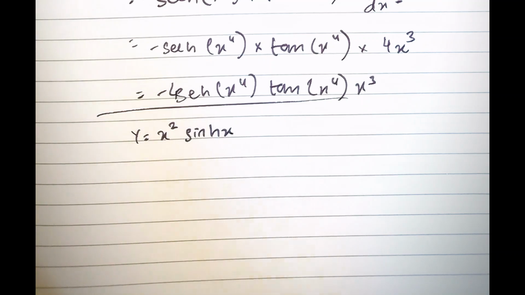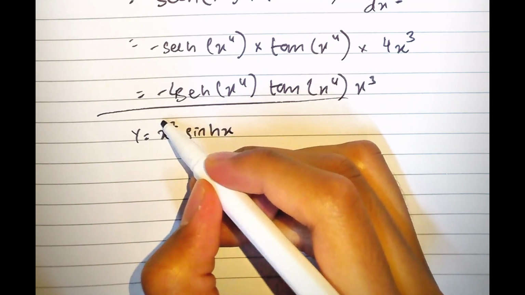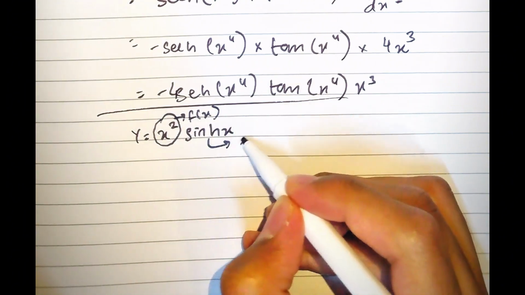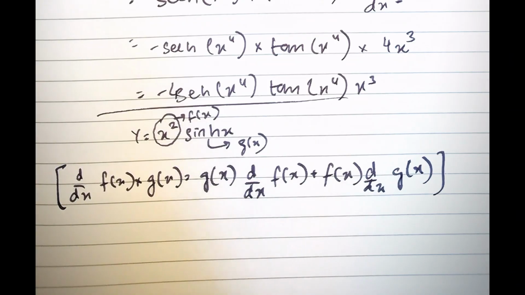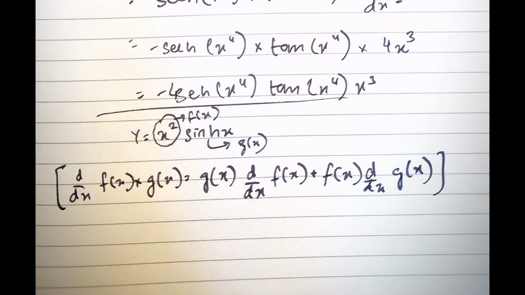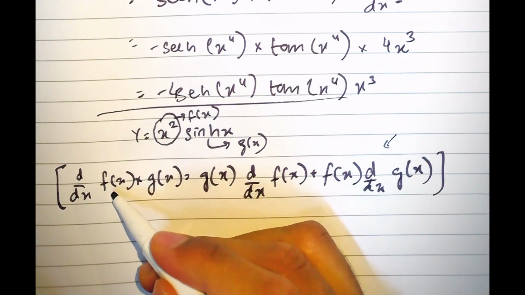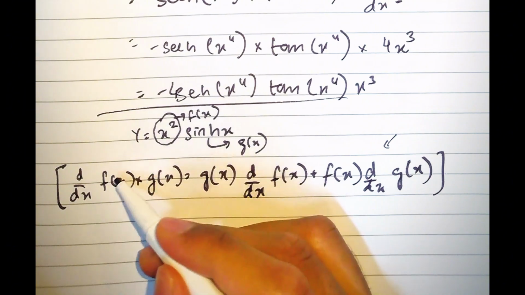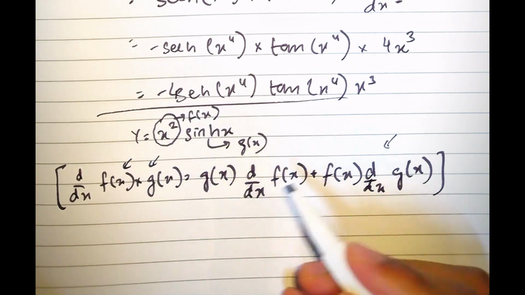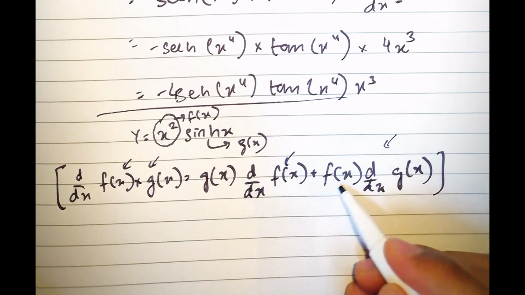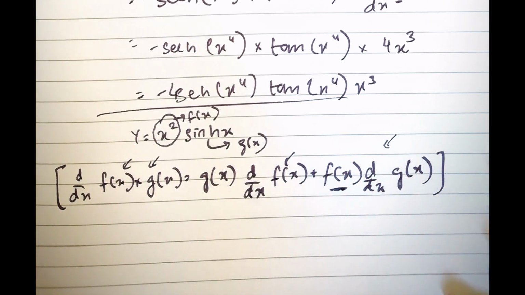Alright guys, over here we have two functions, and those two functions are being multiplied. So this is the first function, f(x), and this is the second function, g(x). When we are given two functions which are being multiplied, we can use the product theorem right over here. The product theorem says, if you have two functions f(x) and g(x) being multiplied, you can use the second function as it is times the derivative of the first function, plus the first function as it is times the derivative of the second function.